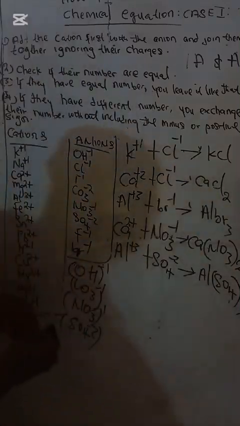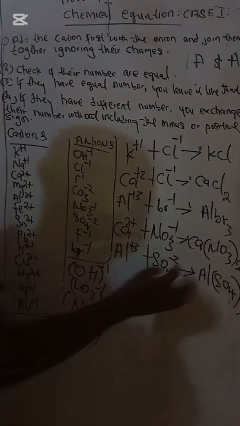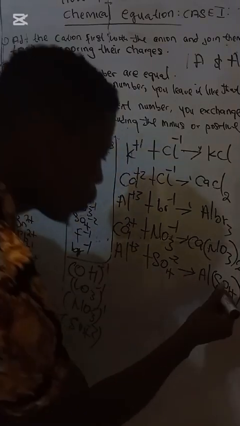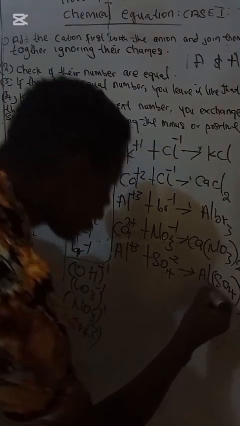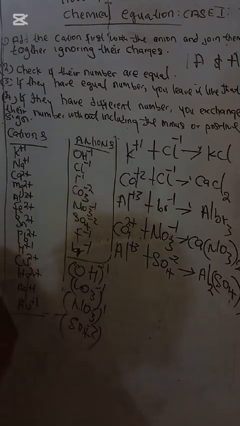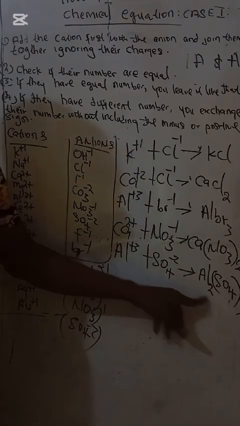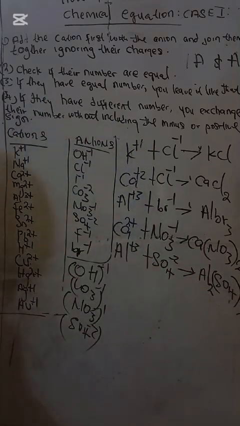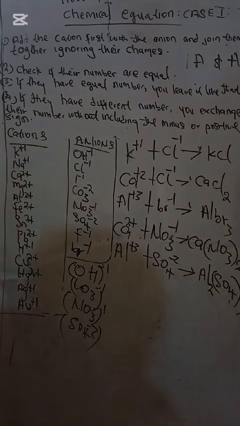Now look at your SO4. SO4 has 2, and it will give it to aluminium. Then you come over here and write 2. Do you understand? But if it's 1, there is no need of putting the 1. But if it's not 1, make sure that you put it over there. So this is how you form your compound. This is the case 1.